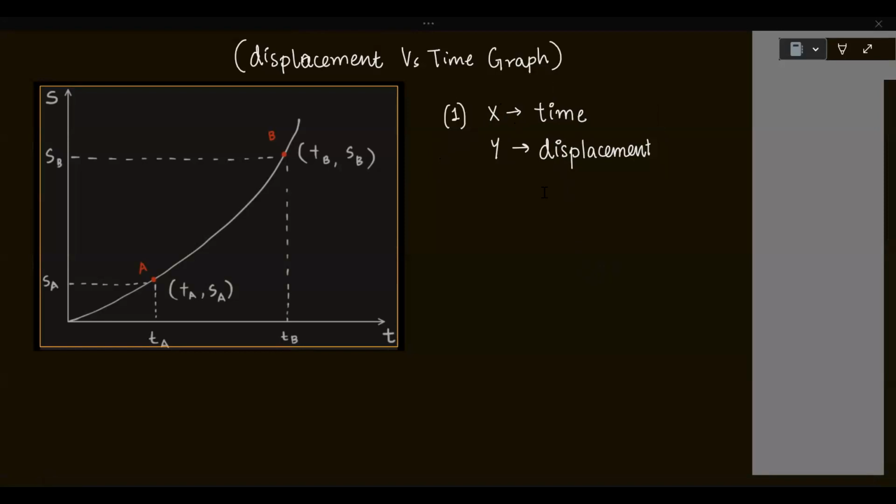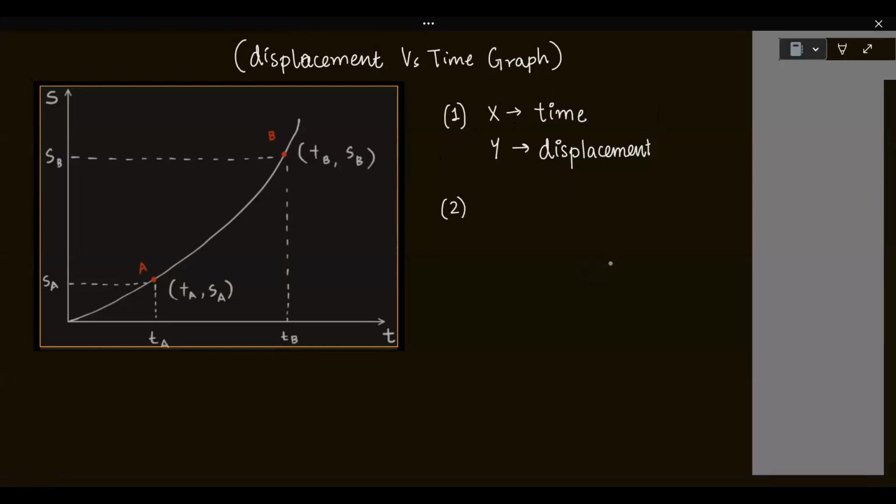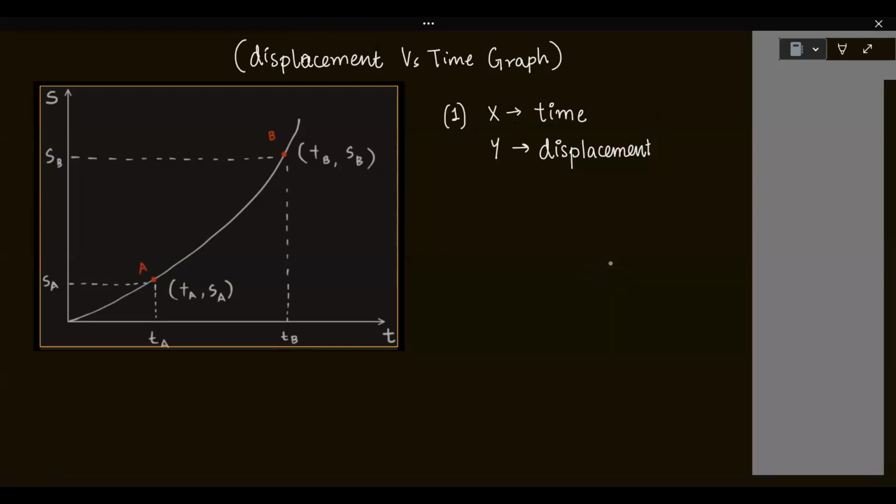So the second point, what does slope represent? Before we go into the second question, I need to ask a very simple question to you guys. Looking at the graph, what do you feel? Is the displacement increasing or decreasing? What is happening to displacement? Is it increasing or decreasing? So it's increasing. Why do you think it's increasing?